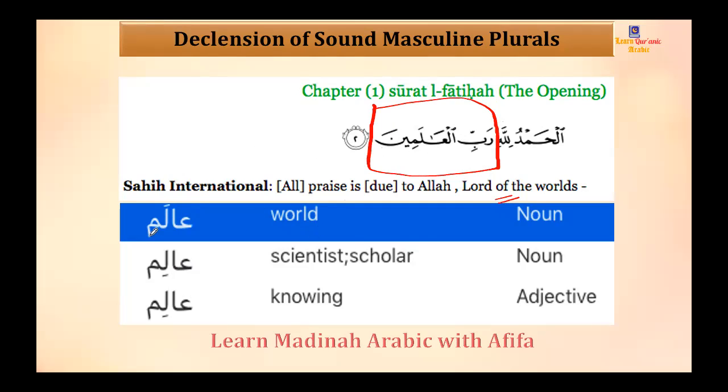And to make it plural, you would say alamun. This is marfu case, but because this is the second term of an idafa, it is always in majroor case. How do we know? Because there is a ya here instead of the waw. Rabbil Alameen. This is the second term of the idafa.